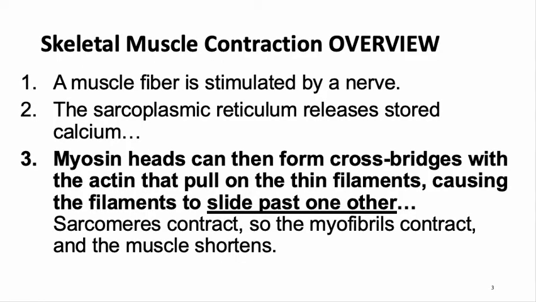So here's the Cliff Notes view. Activation involves the muscle fiber being stimulated by a motor neuron. Excitation contraction coupling involves the release of calcium from the sarcoplasmic reticulum inside the muscle cell. And then the cross-bridge cycle involves the formation of temporary bonds between the myosin heads of the thick filament and the actin of the thin filaments. So let's look at each of those processes in detail.